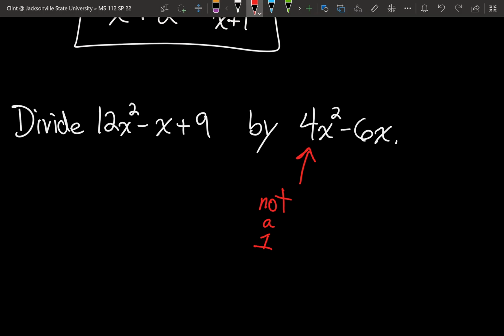And also, this is not just an x. So synthetic won't work on this one.